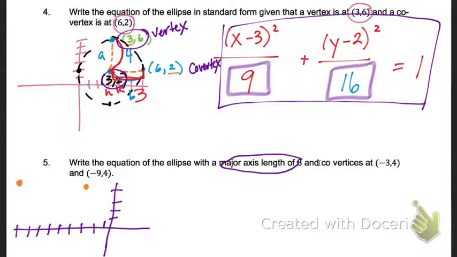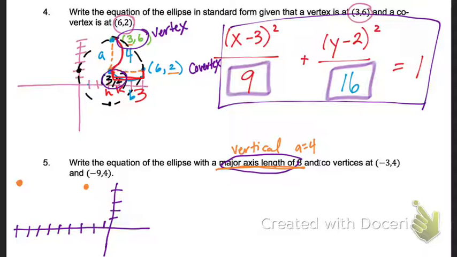So what does this piece of information tell me? Right, so the co-vertices are horizontal, so that means that it's going to be vertical. And it gives me the whole length, so that means that half of that distance is going to be what? Half of 8 is 4, so that means that my A is going to be 4.